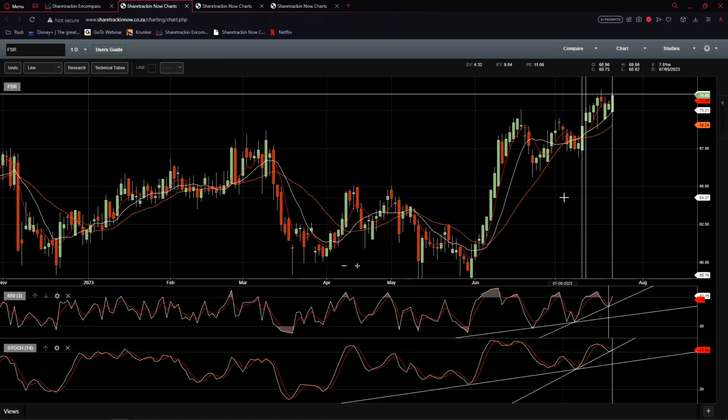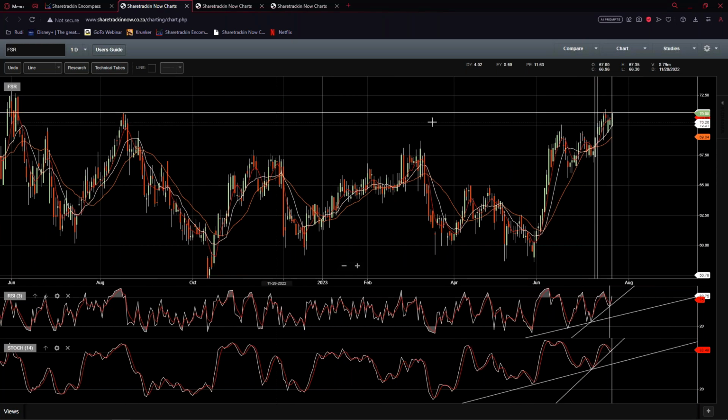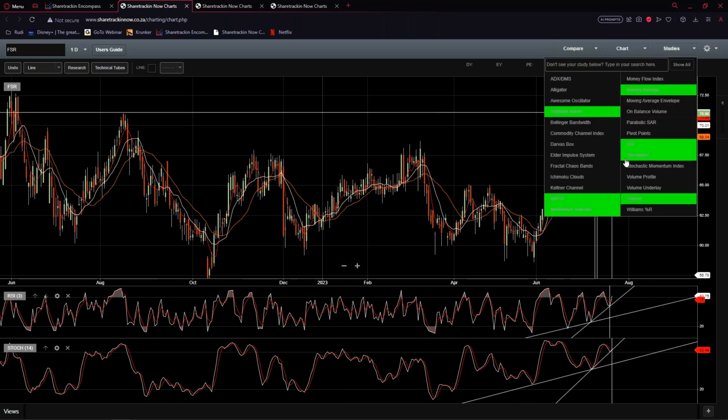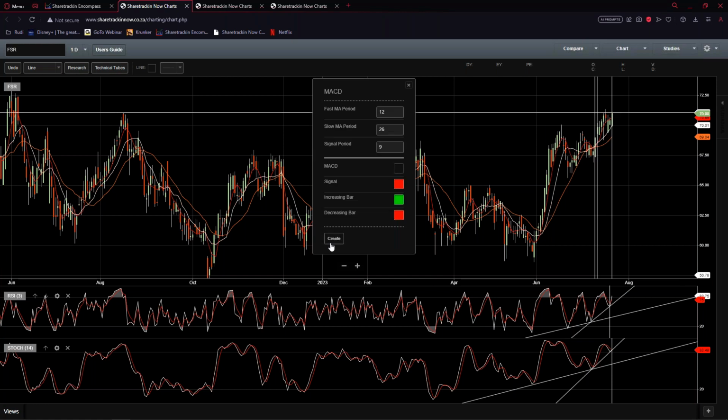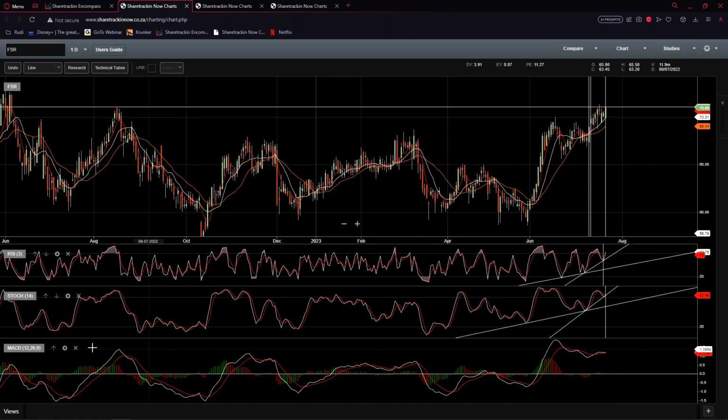Okay, so another thing, as I said, that we can use is another tool just to have surety, because everything looks good, right? We want to know, is it going to break through, or is it basically at the end of its term? Is it on a peak? Is it going to bounce on that peak? We're going to go to studies, and we're going to pull up MACD. MACD stands for moving average convergence divergence. Click on it, create, and that would create the MACD for you.